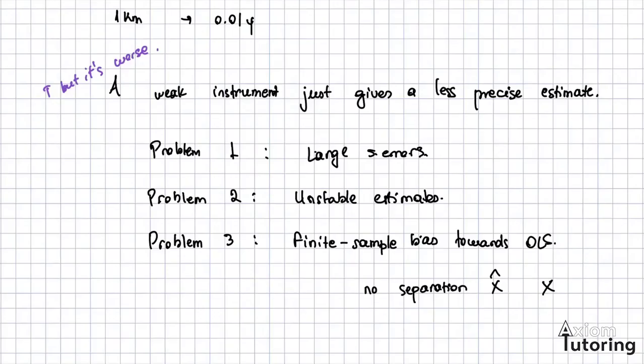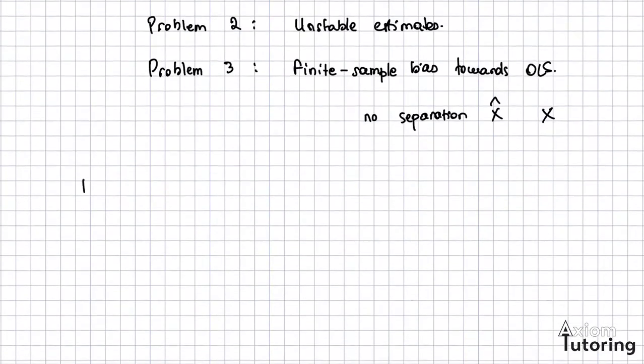Is there a way to detect a weak instrument? Well, you can go back to the first stage. So if you remember, our first stage is pi 0 plus pi 1 z plus some error term v. You can do the standard diagnostic in the first stage. So you look at the F statistic. And the F statistic tests whether the instruments jointly explain a meaningful amount of the variation in X or not.